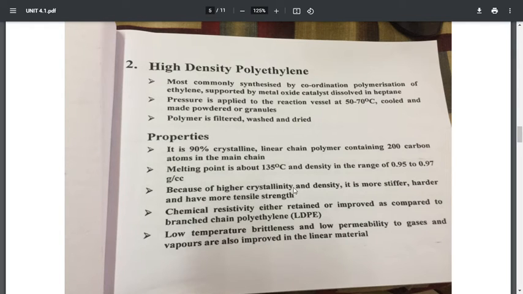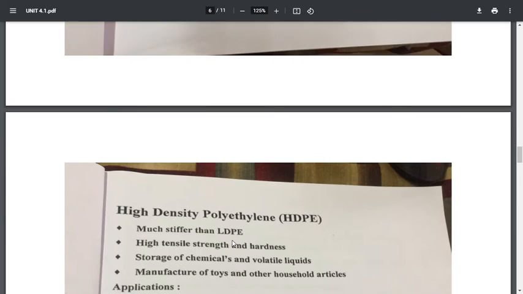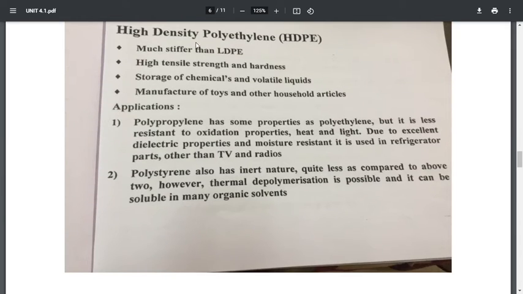Because of higher crystallinity and density, it is stiffer, harder, and has more tensile strength. Chemical resistivity is either retained or improved as compared to the branched chain polyethylene LDPE. Low temperature brittleness and low permeability to gases and vapors are also improved in the linear material. High density polyethylene is much stiffer than LDPE, with high tensile strength and hardness. Uses: storage of chemicals and volatile liquids, manufacture of toys and other household articles.